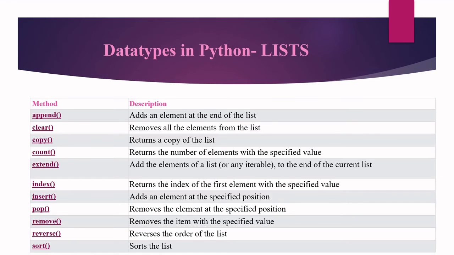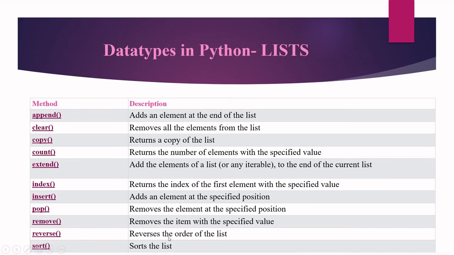As we have different methods in the list, we have already seen append and clear. Next we have copy. Copy is used to return a copy of the list, like duplicating the list. Next we have count. Count returns the number of elements with a specified value. Next we have extend. Extend is used to add the elements of a list to the end of the current list. Next we have index. Index is used to return the index of the first element with a specified value. We have already seen insert and pop. Remove removes the specified value.